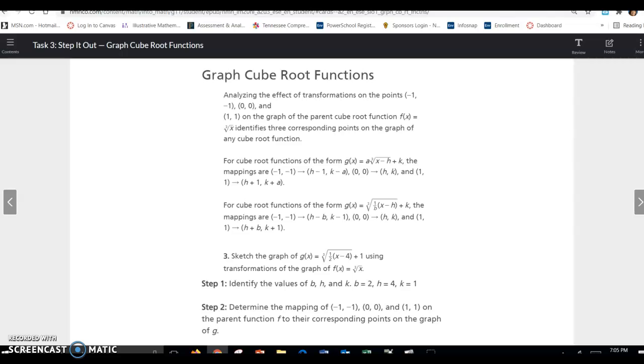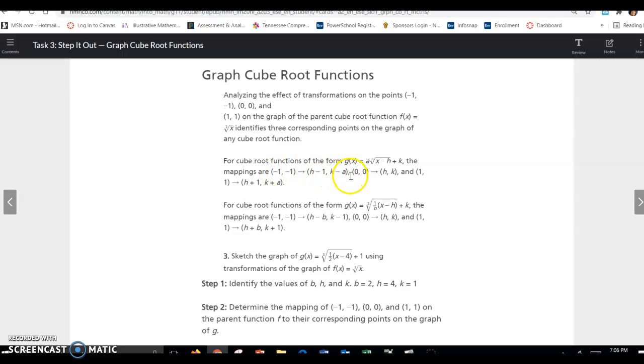All right, so like before, we had 2 points that we looked at. Now we're going to look at 3 points on a cube root function. The cube root function of the form g(x) = a times the cube root of (x minus h) plus k. Make sure you have this written down. This is important, and this should look familiar. The mappings are (-1, -1) goes to (h minus 1, k minus a).